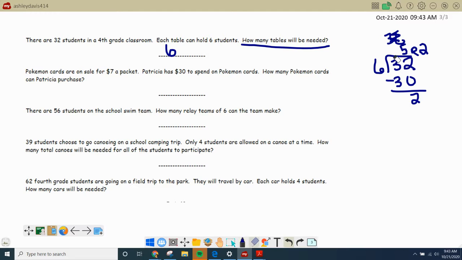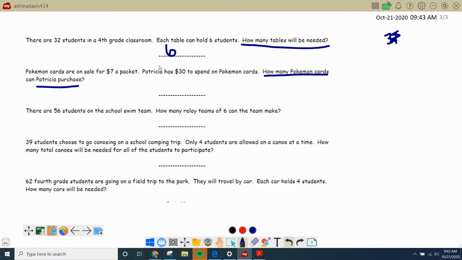All right, next question. Pokemon cards are on sale for $7 a packet. Patricia has $30 to spend on Pokemon cards. How many cards, or how many packs of cards, can she purchase? So she has $30. She's going to see how many she can get that are $7 each. So we're going to do 30 divided by 7. Again, we can look at this on our chart. We can see that 7 can go into 30 4 times. 30 minus 28, so we'll have 2 left over. All right, remainder of 2.